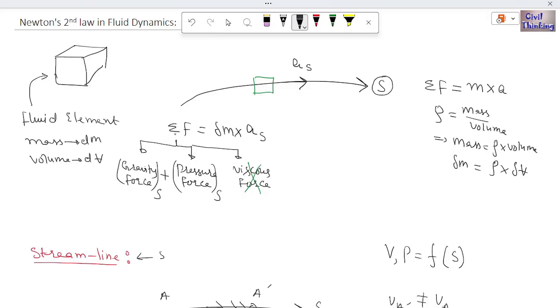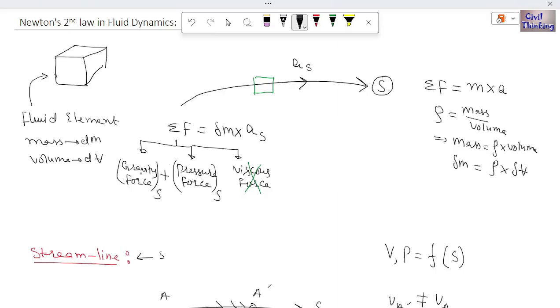We get the summation of forces equals mass times acceleration, and what are the summation of forces? They are the sum of many forces, but we will not consider viscous forces. We will consider gravity and pressure forces, but along the streamlines, and then we will add up and get a new equation. By the way, we call that the equation of motion. Why equation of motion? Because the fluid particle is moving, and that will be the equation of motion.